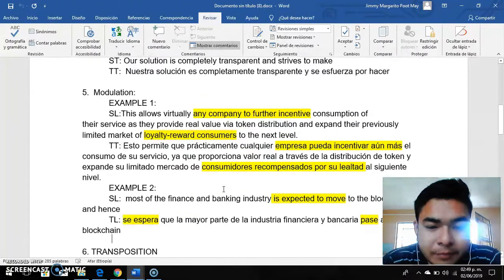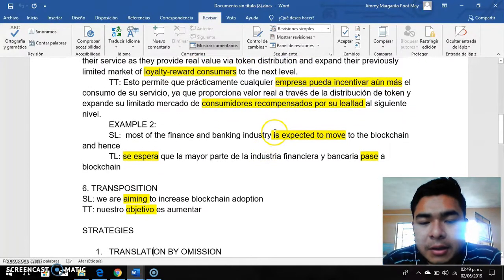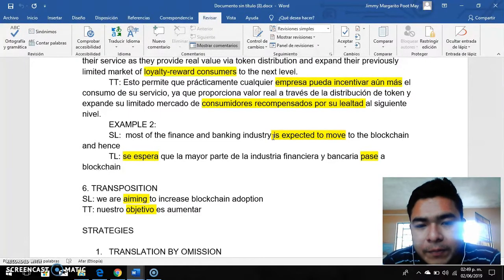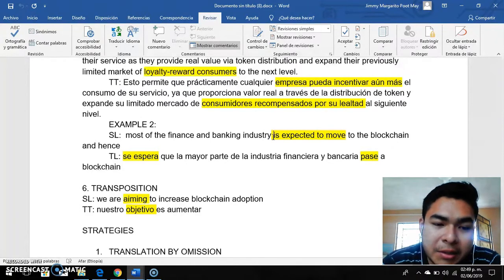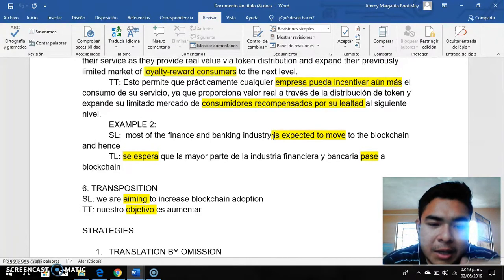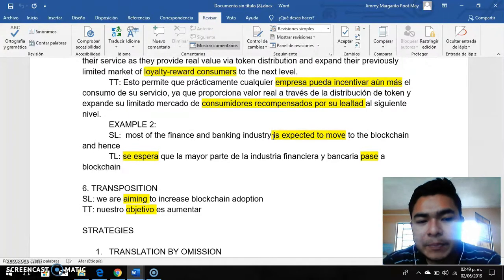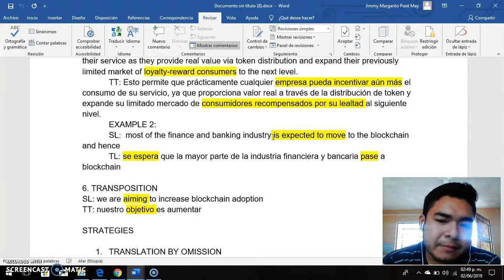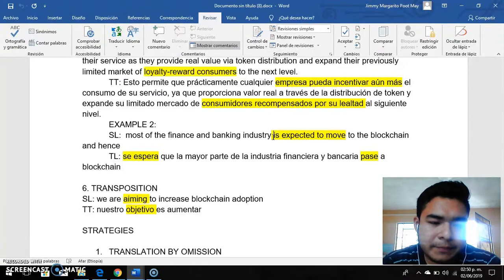On the other hand, in this part, I modulated how it was conveyed and how the verbs were used. For example, "is expected to move". I use a reflexive se in Spanish, which is common in Spanish, and I put it at the beginning of the sentence. Se espera que la mayor parte de la industria financiera y bancaria pase a blockchain, which blockchain is also another borrowing because blockchain is a system, but that's another topic.